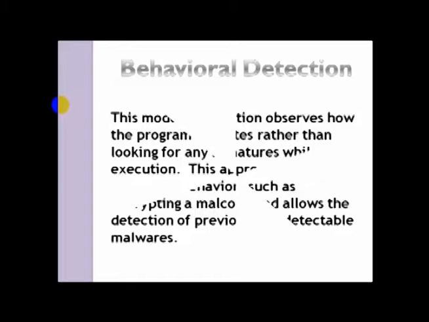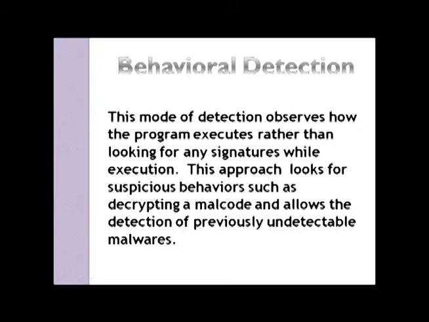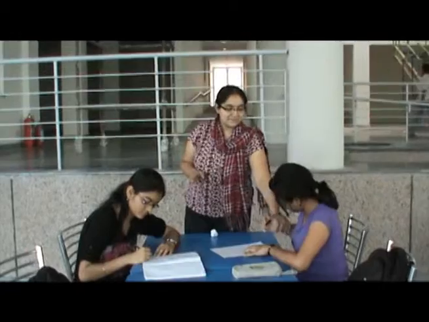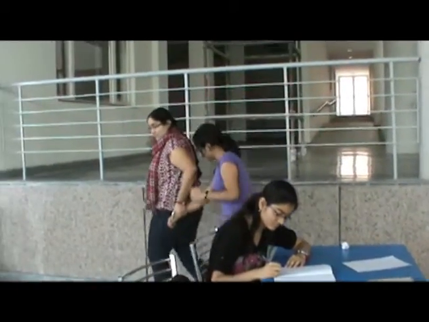Behavioral detection. This mode of detection observes how the program executes rather than looking for any signatures. This approach looks for suspicious behaviors such as decrypting a malcode, and allows the detection of previously undetectable malware. To understand this, let us take the example of a classroom where we have a serious student and a not so serious student. The teacher observes the behavior of all the students. Then, she identifies the misbehaving one through his or her behavior and throws the person out of the class.